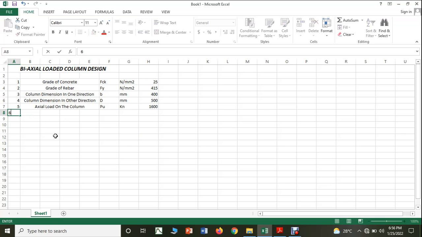I can write percentage of steel considered. Let us give that as P. Let it be in percentage, so let us consider it as 1%.